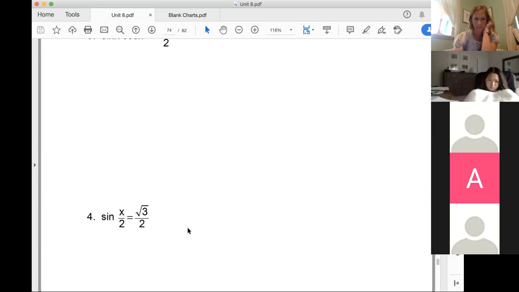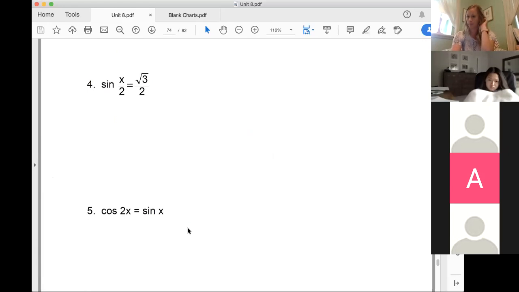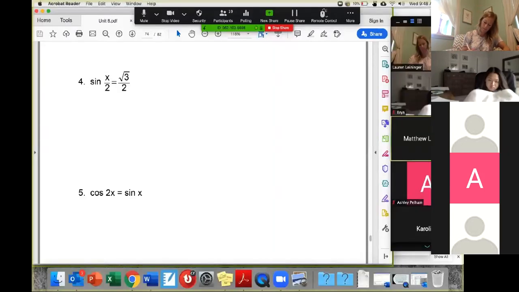It's number 4. I'm just kind of confused on the ones that are like x over 2. So when I get that, you find sine x equals root 3 over 2, and then you multiply them by 2. But why don't you add 2 pi? Oh, okay. Yeah, Aaron and I talked about this.